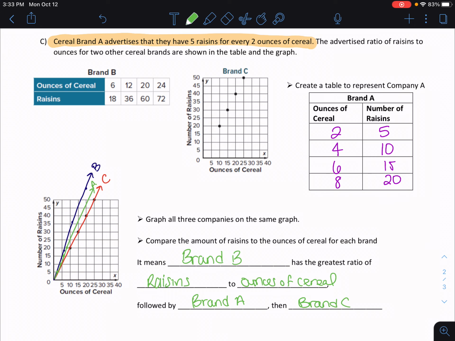Okay, so again, we're looking for which line is going up the fastest, then the second fastest, and then the slowest. Create your table of values, put those values on the graph, and compare the lines. If the values don't fit, graph what you can and connect the dots.